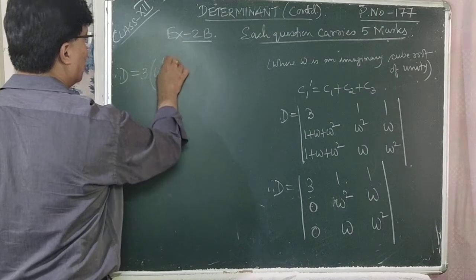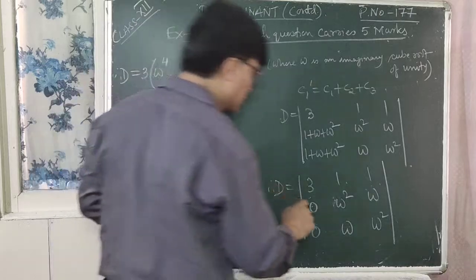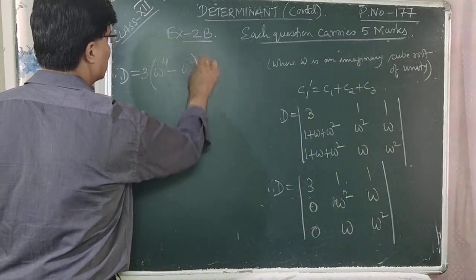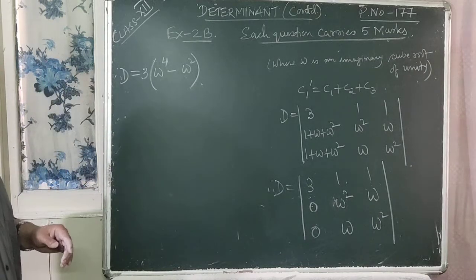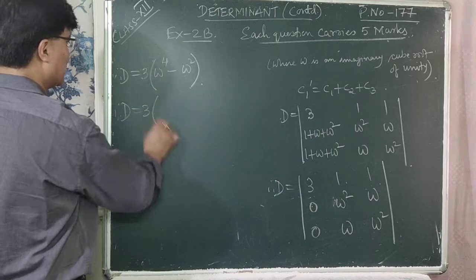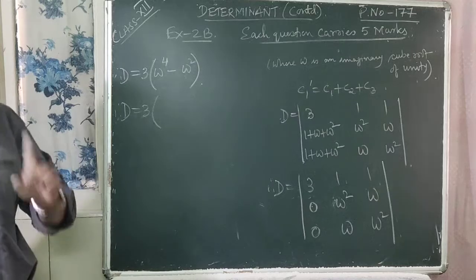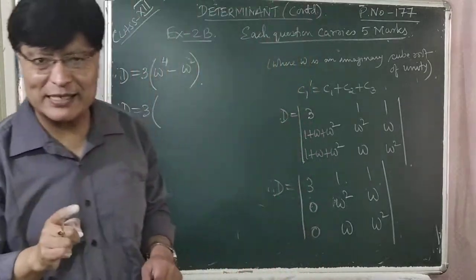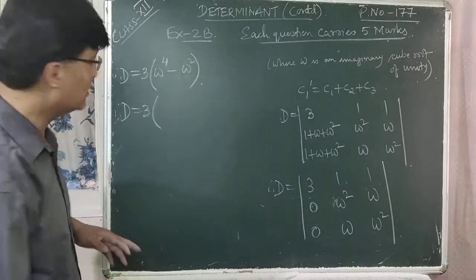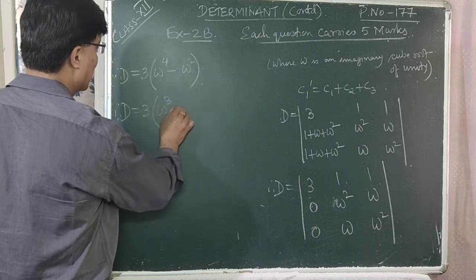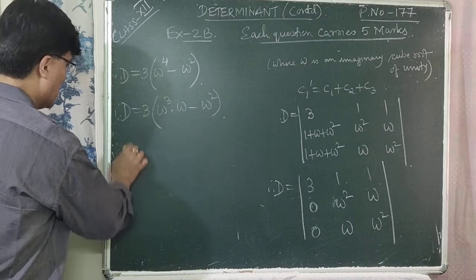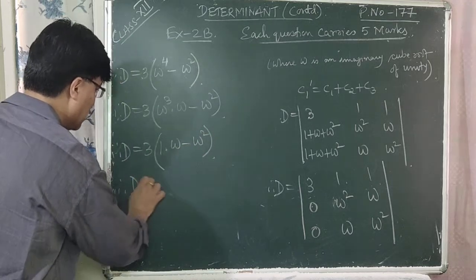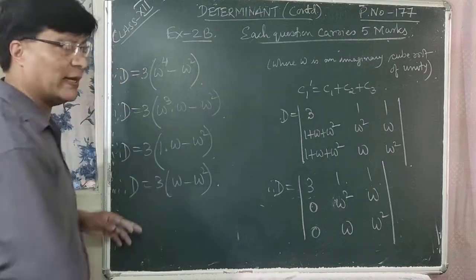What is omega square into omega square? Omega to the power 4, right? Then comes minus. Then you have to write omega into omega. What is it? It is omega square. Okay, now let us simplify it. Therefore, D is equal to 3 within the bracket. You know that if omega is an imaginary cube root of 1, then omega cube is equal to 1, isn't it? So omega to the power 4 can be written as omega cube into omega, minus omega square. What is omega cube? It is 1, into omega, minus omega square. Therefore, D is equal to 3 within the bracket, omega minus omega square, right?